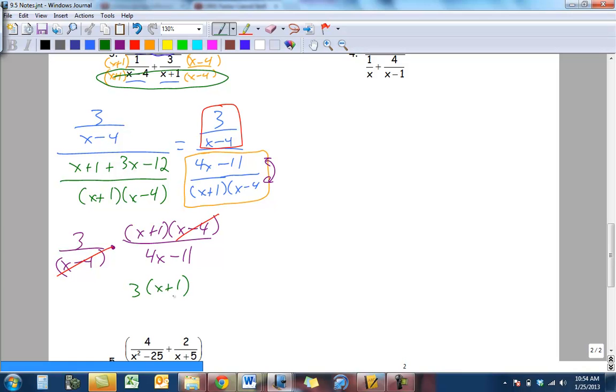Don't worry about distributing it. Who cares? We're all set here. Divided by 4x minus 11. Remember, we're hoping that more things will cancel. So if you distribute, it's hard to see if things cancel. That's why we don't distribute the tops. All right. So that is our final answer.